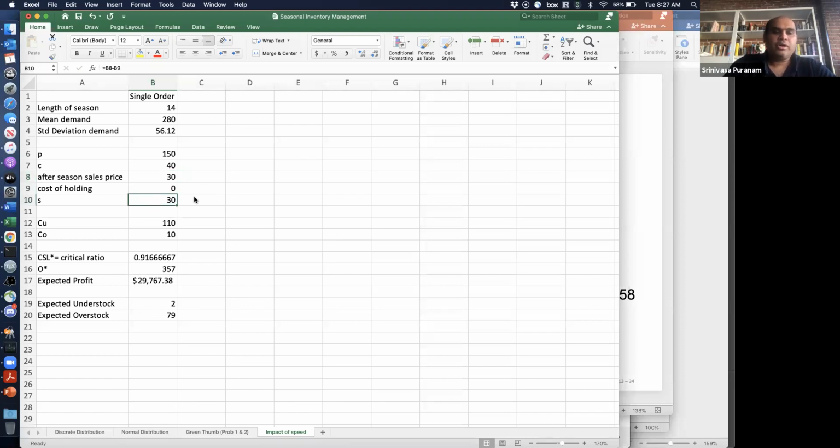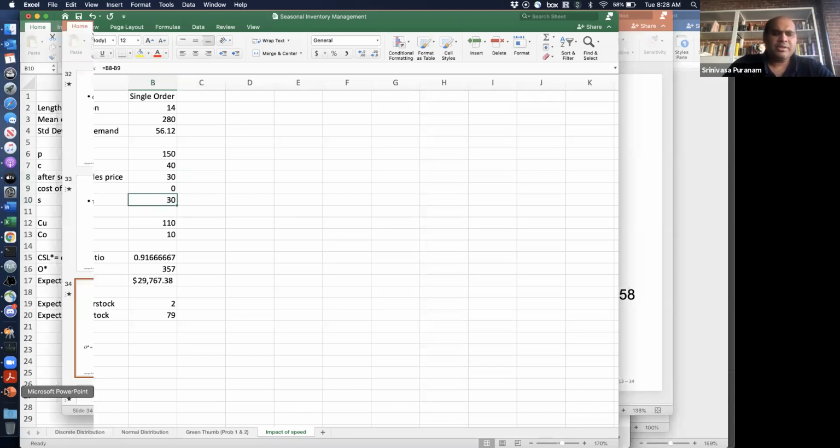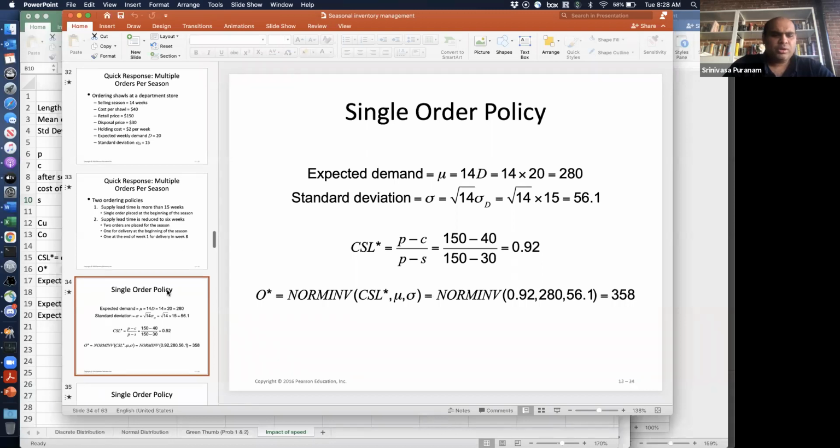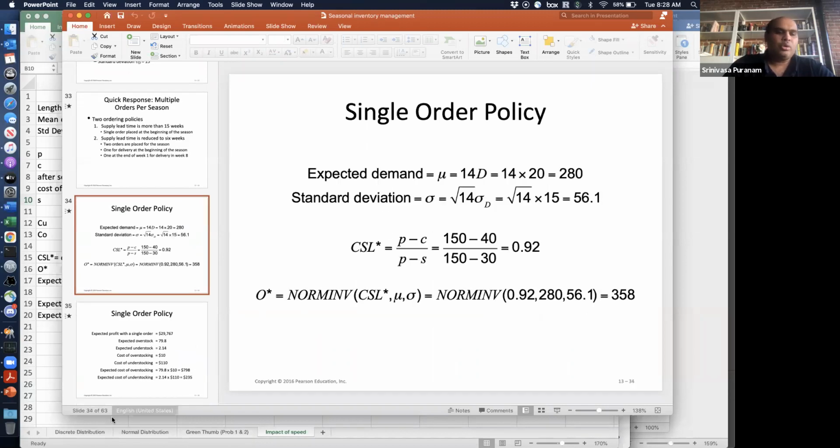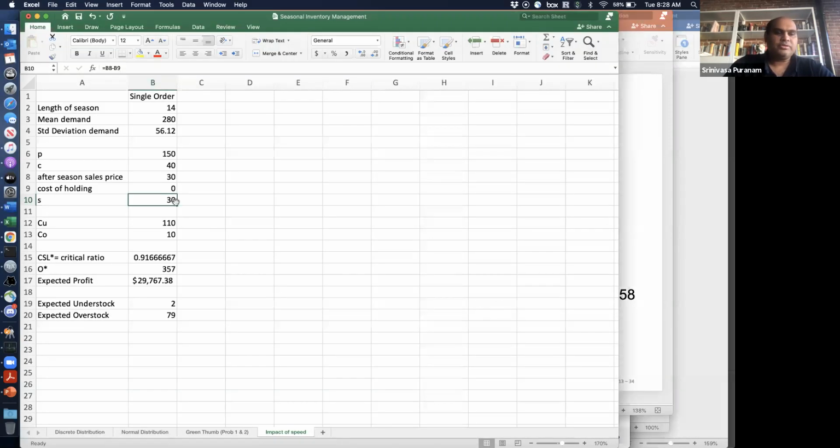There is no holding cost. We are not looking at any holding cost, even though I thought it might say something like a holding cost somewhere here. No, it doesn't say holding cost. That's fine. So I'm just going to say holding cost is zero. So the salvage value is $30, the sales price is $150 and the cost is $40.